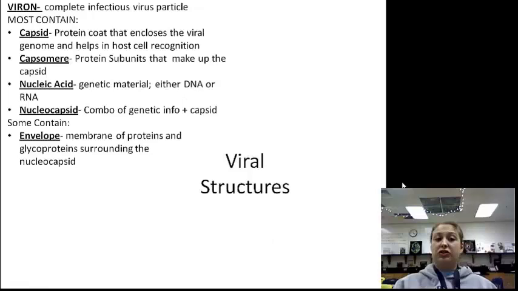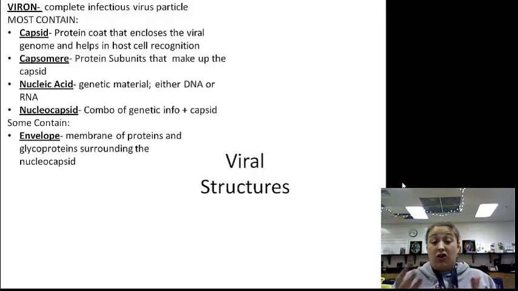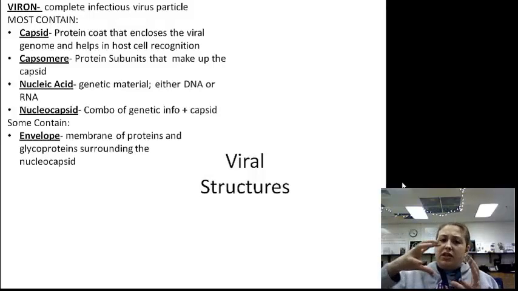Okay, viral structure. Start with the pieces. The virion, or the virion, either way, is the complete infectious particle. It's the whole package. Next we have the capsid. Capsid is the protein coat that encloses the genome, the DNA or RNA. That protein coat helps recognize host cells.